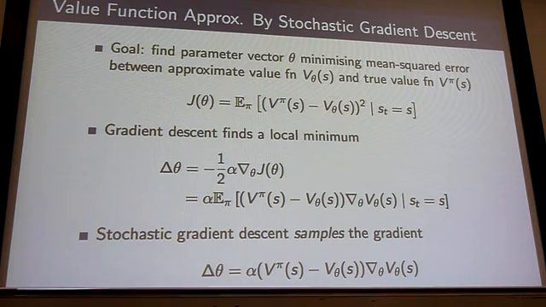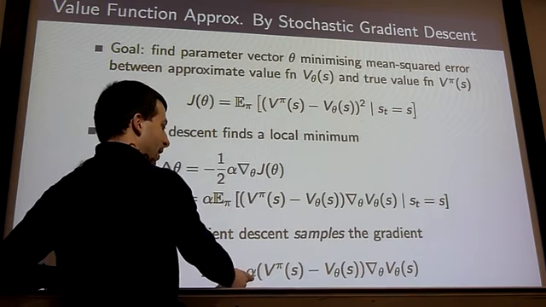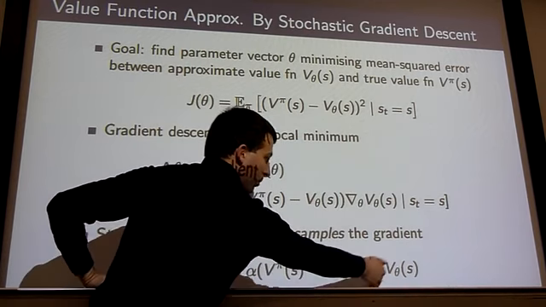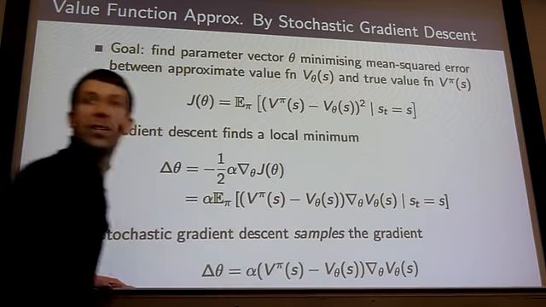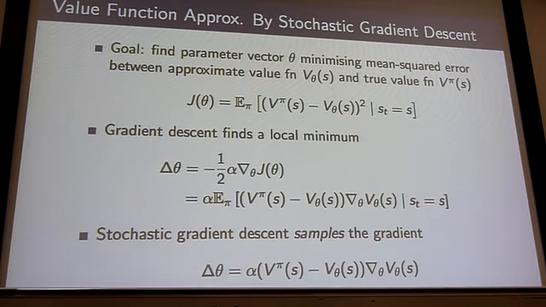So this should look very familiar from some of the other classes we've had. We've got a step size multiplied by an error term multiplied by something which is going to be a bit like a feature here. I'll step through this in a little more detail in a second.